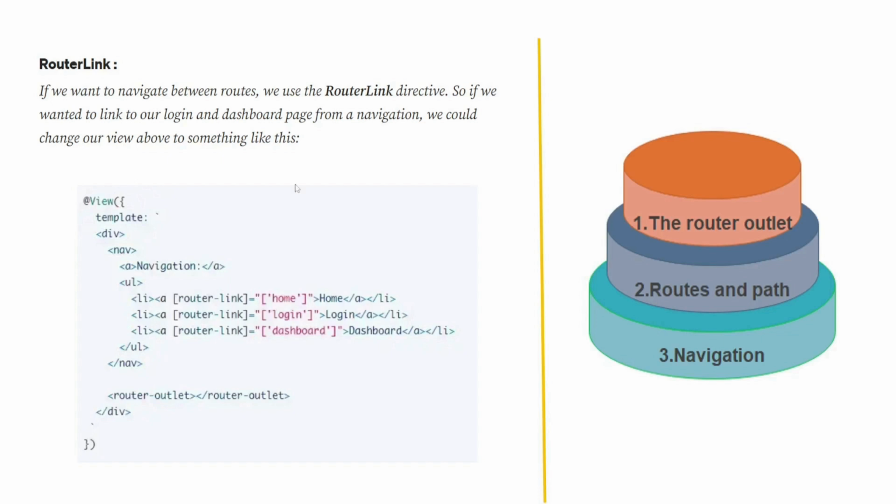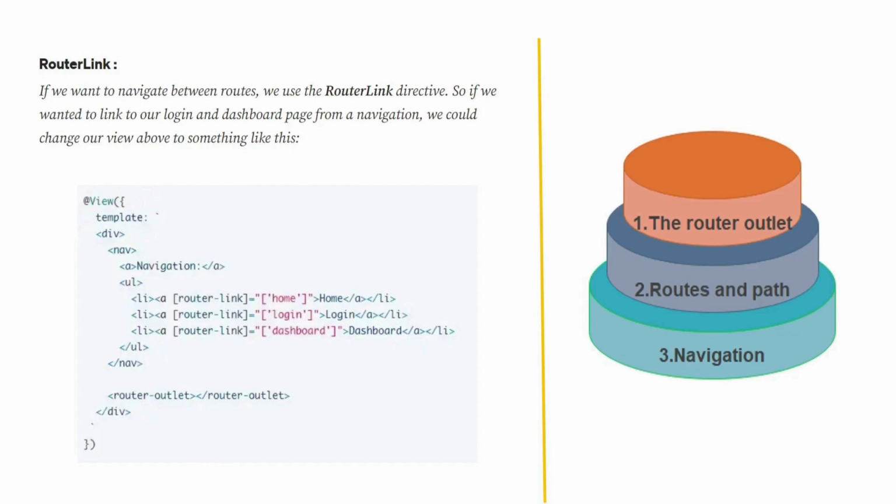As you can see in this example, I have three list elements, and on the click of those list elements, I have the router link directive, which is again part of an anchor tag. Whenever I click on it, it will decide which content I want to put inside this router outlet.